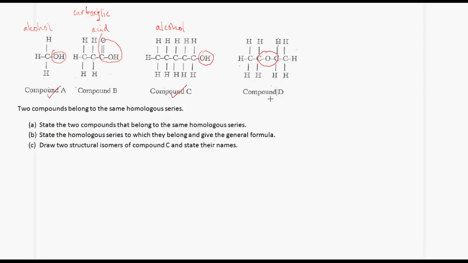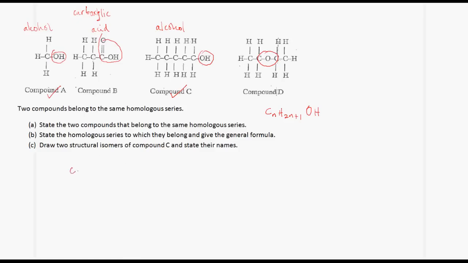So we said that they belong to the alcohol homologous series, and the general formula is CnH2n plus 1 OH. And I said draw the structural isomers of compound C and state their names. So this is compound C here. Now they want 2 structural isomers, so all you really need to do is to move around the OH group.